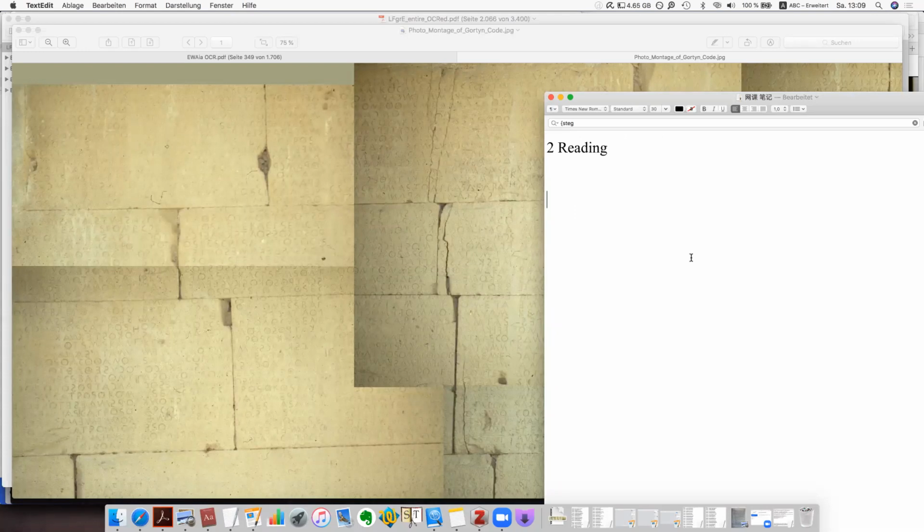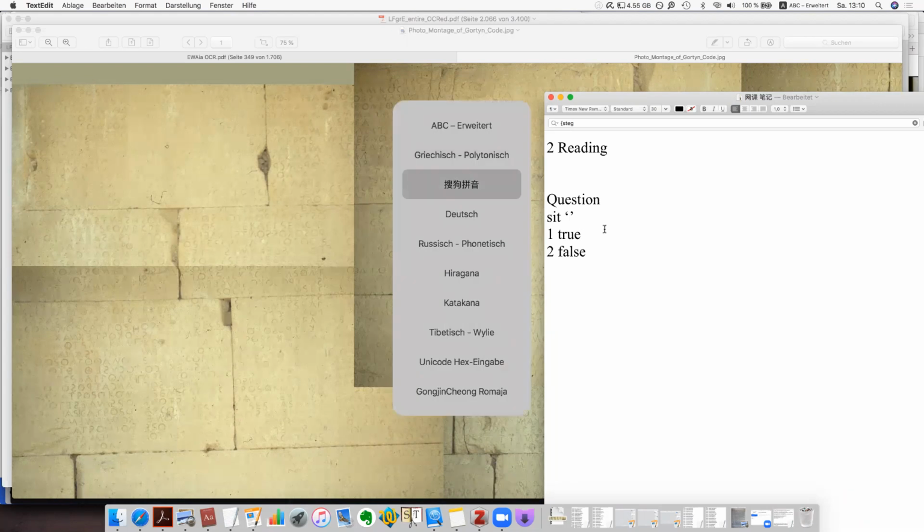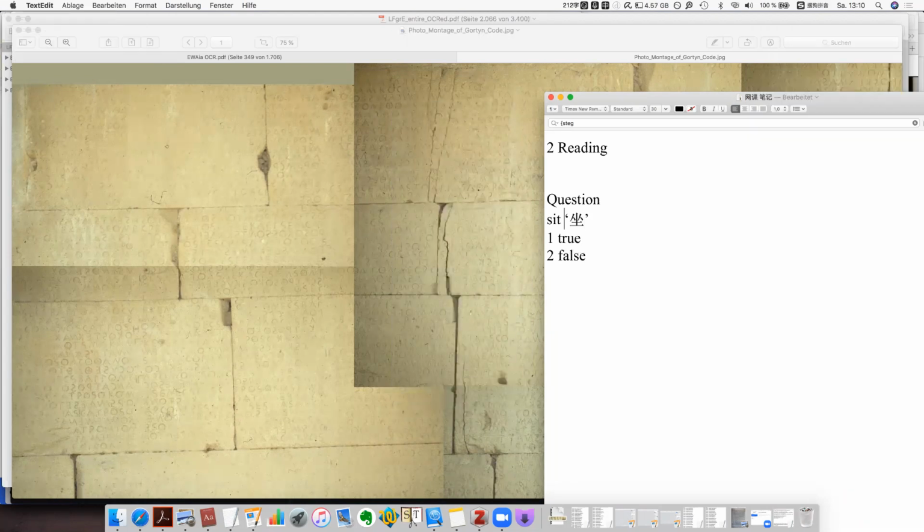Let's begin with a question. The first question is a very simple one. Probably you need to know some Chinese. It is a true or false question. So tell me your answer. The English word seat has the meaning 坐. Is it true or false?